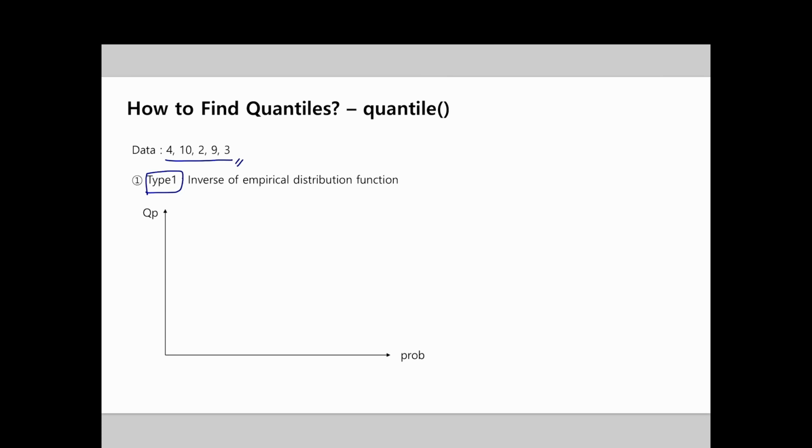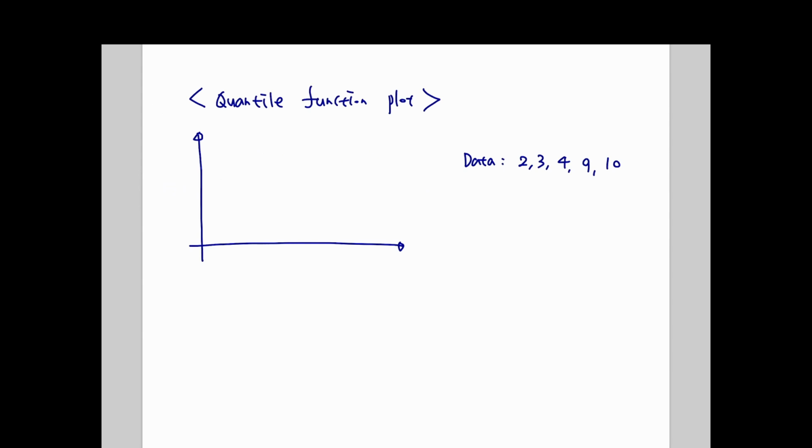You have data as follows: 4, 10, 2, 9, 3. First, sort the data like this: 2, 3, 4, 9, 10. And we'll plot the quantile function like this. After sorting the data, set the smallest value to 0, and the largest value to 1.